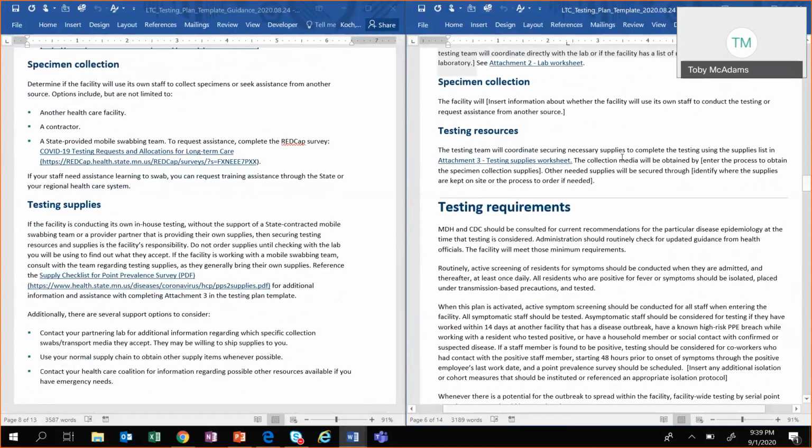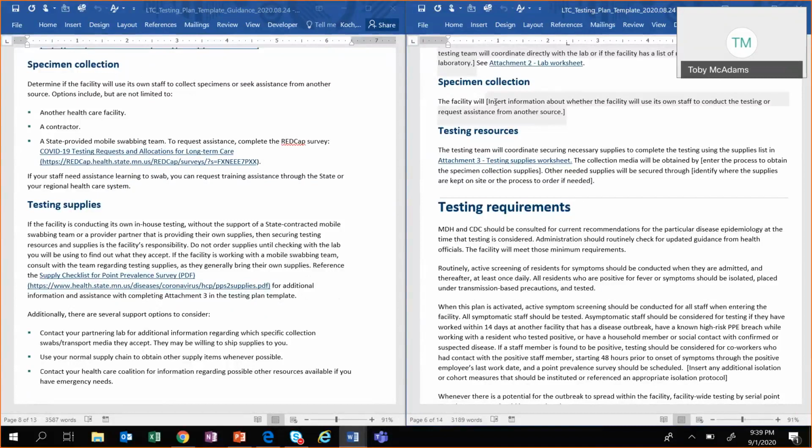The third section is specimen collection. So now we're talking about how you are going to collect that specimen. We talked about the different ways to go about it, and here you're going to write it out. You can see it's only a sentence here, and that's deliberate because we want you to take your model and beef up this section. Outline who's going to do it. Is it a team? Is it one person? Is it internal? Is it an external partner? Is it a contracted team?